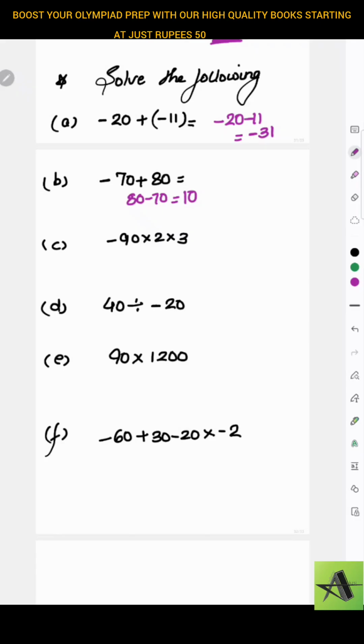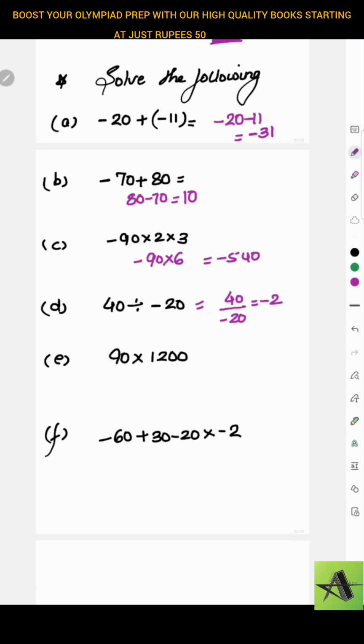Next is minus 70 plus 80, which can be written as 80 minus 70, and that is simply 10. Next is multiplication, and I told you, you have to multiply two numbers together. So let me pick these two. This will give me 6. So minus 90 times 6. And this will give me minus 540. Next is 40 divided by negative 20. So 40 over negative 20 will give me negative 2.